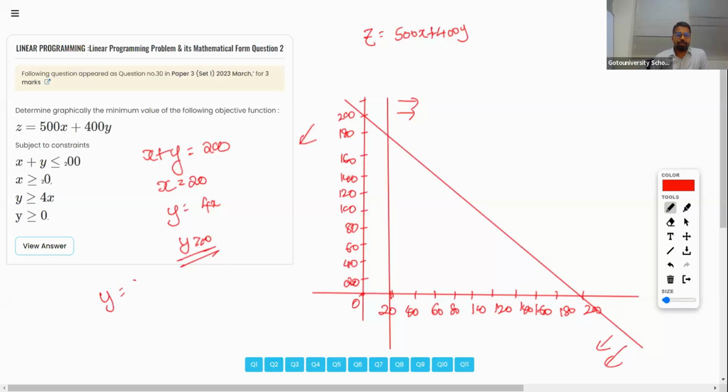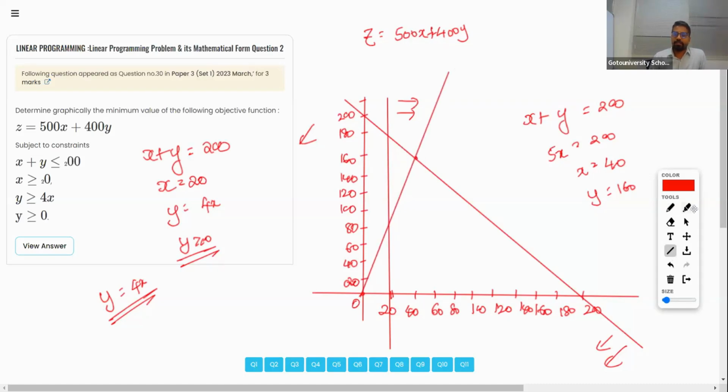What about y is equal to 4x? When you solve these two equations, x plus y is equal to 200 and y is equal to 4x, we get 5x is equal to 200, x is equal to 40. So x is equal to 40, then y is equal to 160. So the line will be going through the origin and pass through this point, which is clearly 40 and 160. So our region is here.